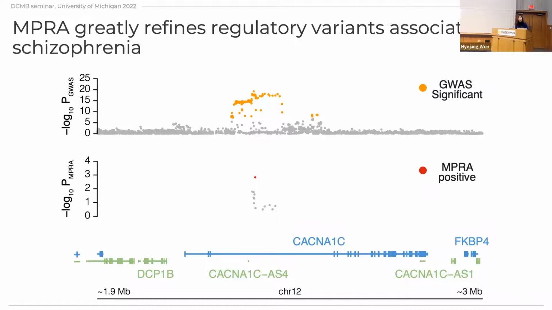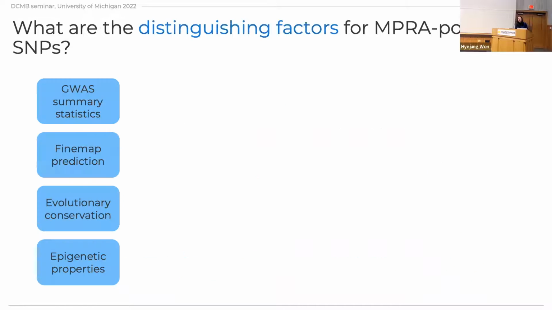Since we now have the MPRA-positive variants that we can follow up, we wanted to see whether we could use this data set to train and infer the fundamental regulatory logic of the variants that we identified. In other words, we wanted to find the distinguishing factors for MPRA-positive SNPs. The major hypothesis is that if we identify the regulatory logic to predict MPRA-positive SNPs, we can expand this information to other GWAS that we haven't tested experimentally, and infer which variants are causal or regulatory, just based on the MPRA data set that we got.